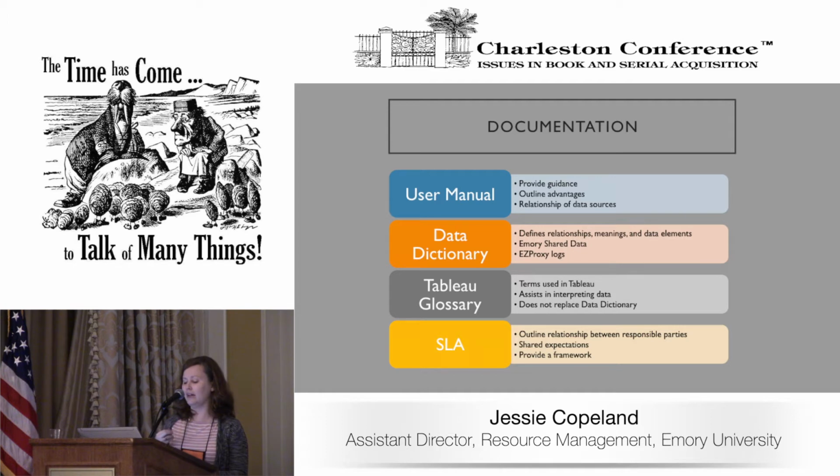And then the SLA, as I said, is a service level agreement, and that's just an agreement amongst several teams, for example, collection management, electronic and continuing resources, and our core systems team about who does what, who is responsible for what, and just setting up some shared expectations and providing a framework for the ongoing project so that everybody is clear as to what roles everybody plays.